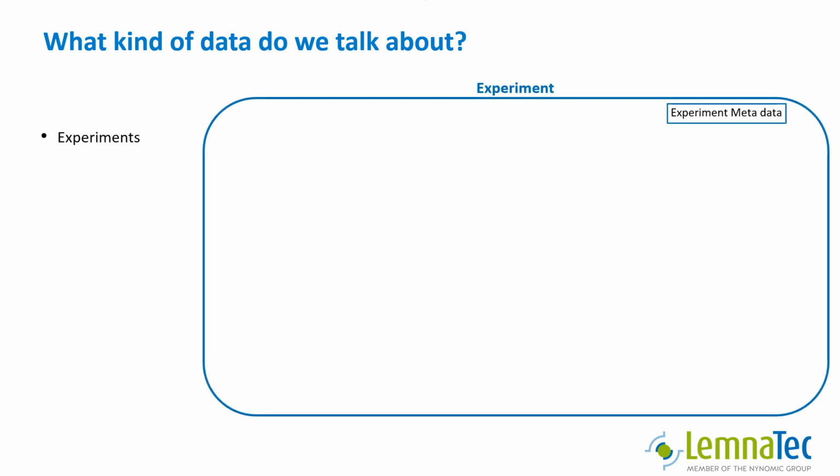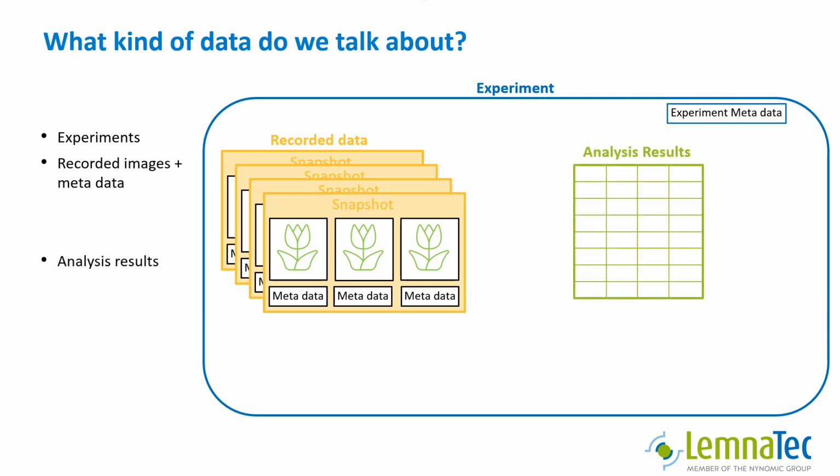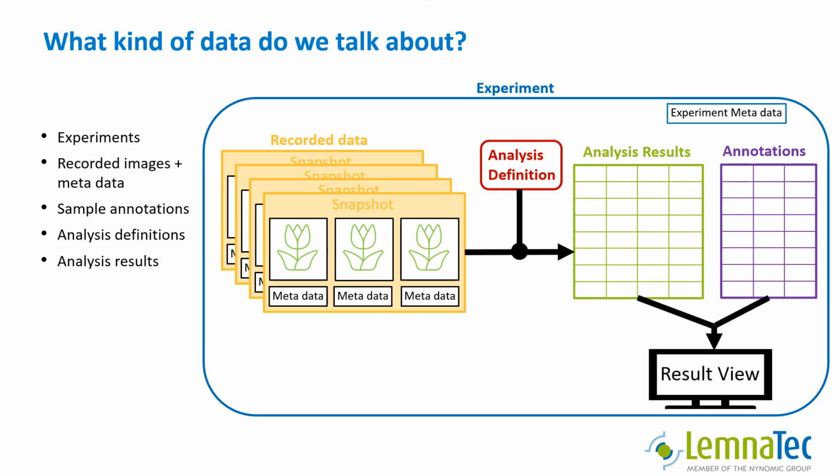We have the experiment and its metadata. This includes the description and the definition of the annotation columns. Most importantly, we have the recorded images with their metadata. Then we have the analysis results, which are created using some analysis definition. And finally, we have sample annotations, which add external information on samples to the mix. The results and annotations can then be evaluated in the result viewer of LemnaExperiment.